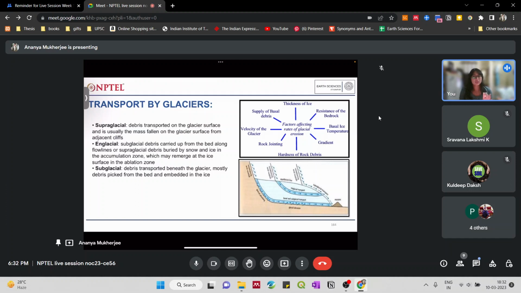And subglacial is the debris that is transported beneath the glacier. These are the debris at the bottom of the glaciers, mostly picked up by the disintegration of the bedrock. These get embedded in the ice and then they are carried forward. So the sediments that are transported help in the erosional action of glaciers as well as the depositional action of the glaciers.